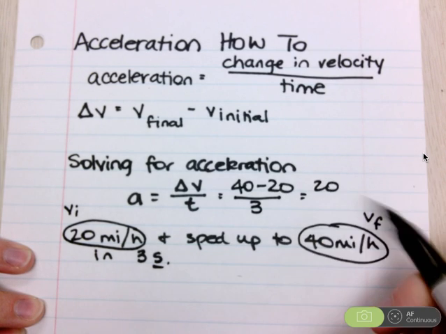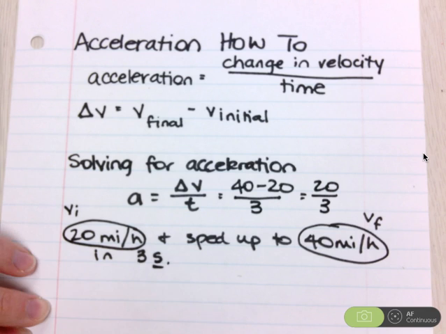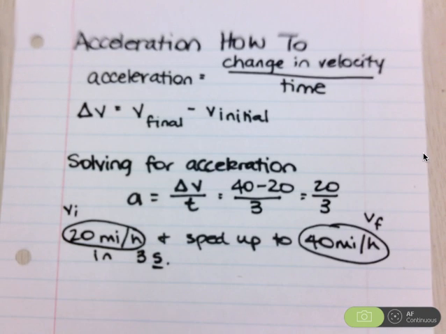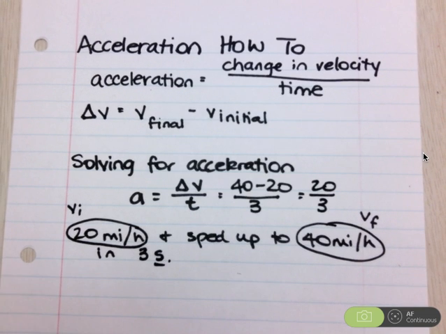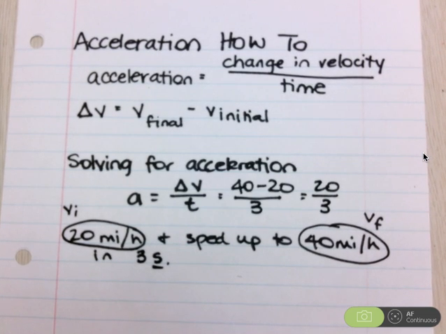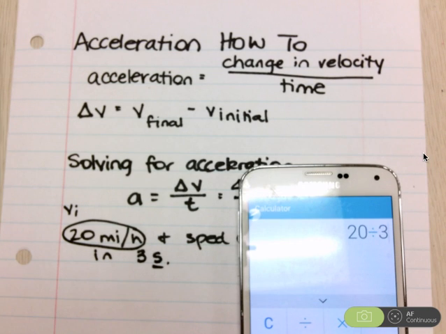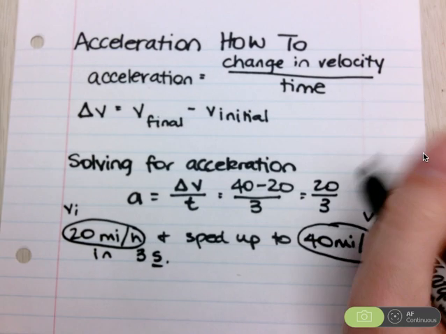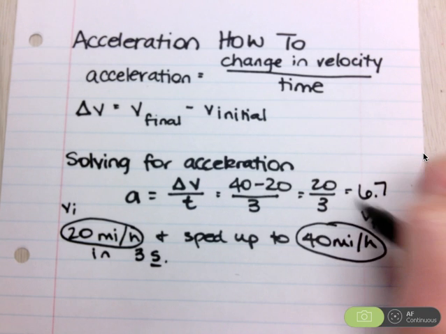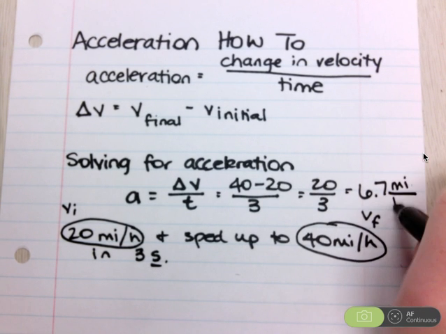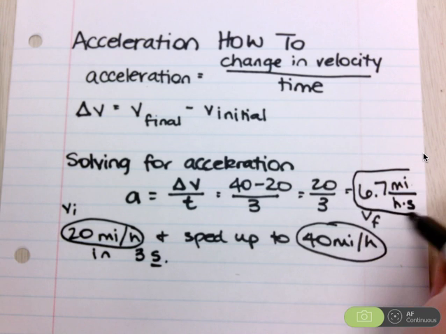40 minus 20 is 20 divided by 3. What is 20 divided by 3? Well, if you don't know, you can always get out your calculator. So my calculator says 20 divided by 3. Okay, I just type it in. Right there. Is 6.666666666. That's a lot of sixes. We don't have to write that many. Let's just write 6.7. And my units are going to be miles per hour per second. Got to keep it all. Okay.